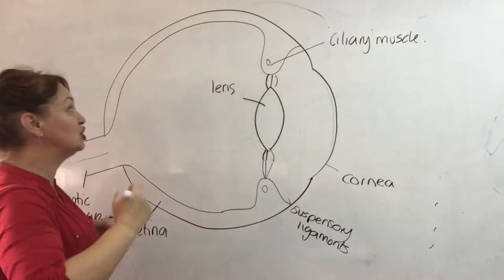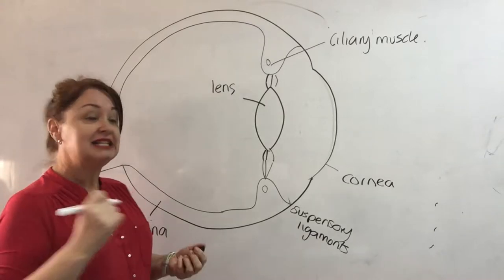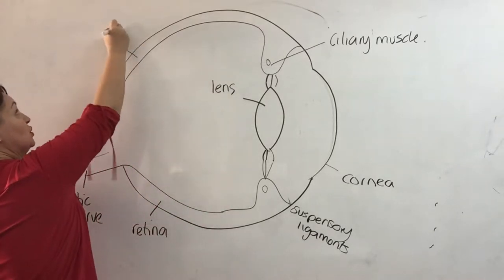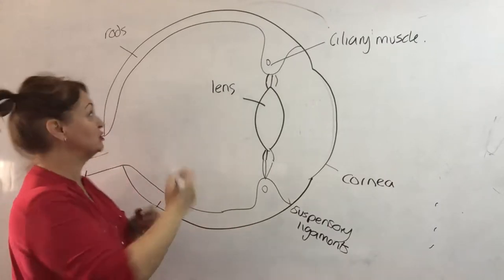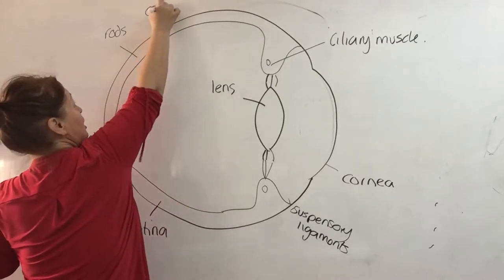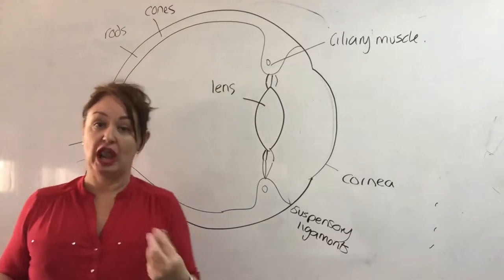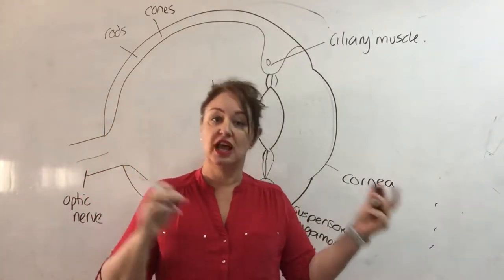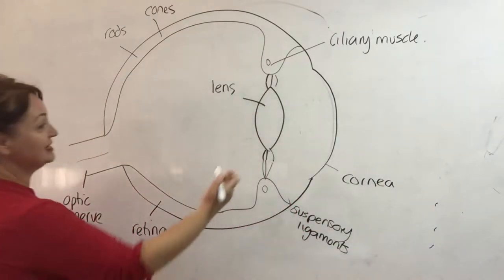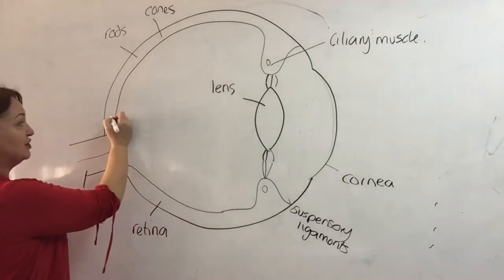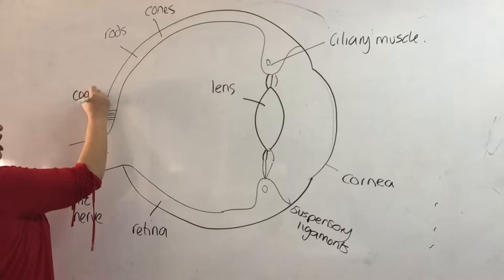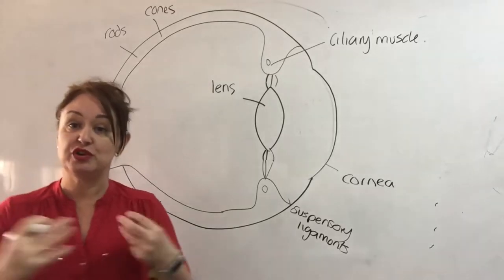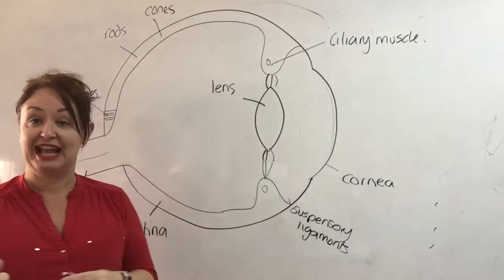And it's made up of two types of cell. It's made up of rods, which are responsive to light and dark, and it's made up of cones, which are responsive to colour. So that's easy to remember, cones and colour. And what you find is, at the back of your retina, you have a high concentration of cones, because that's where you focus the light when you look directly at something.